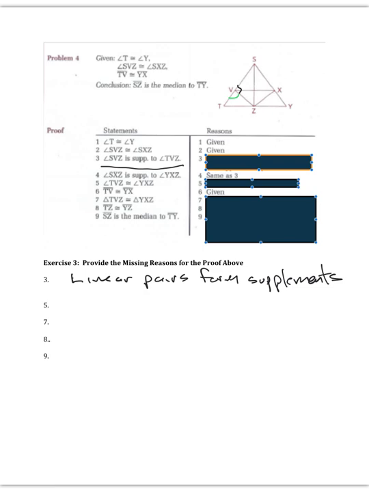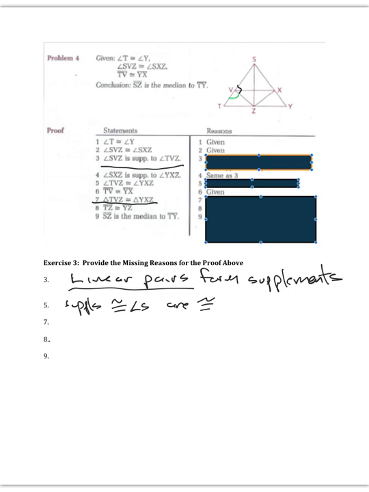And we don't want to say definition of supplements here because we need to refer specifically to the fact that these two are linear pairs. And then we use the same reason in step 4. Step 5, we say that TVZ and YXZ are congruent. And the reason for that is that supplements of congruent angles are congruent. Okay, and then in step 7, we had that TVZ and YXZ are congruent.